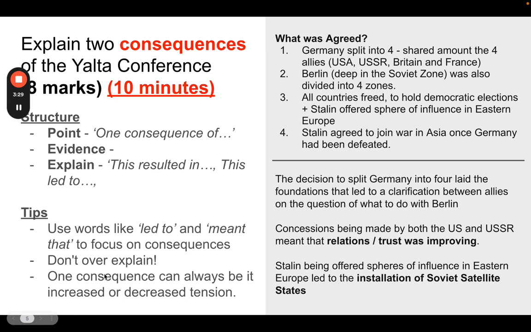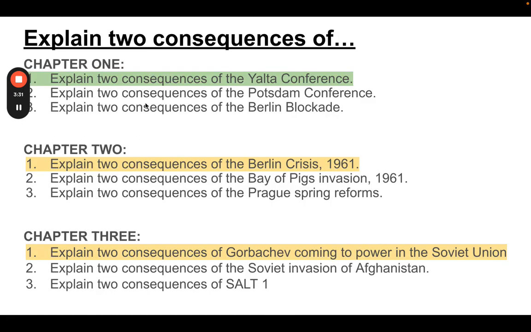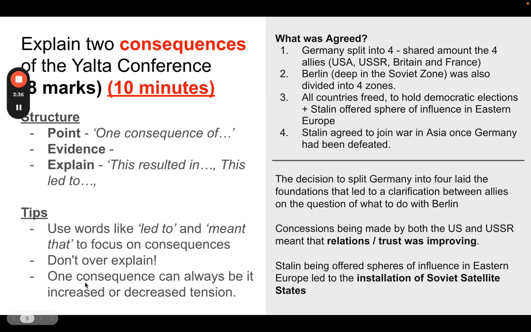And also, every single question that you come up against, all 9 of these questions, for example, one of your consequences could be it increased or it decreased tension. No matter what the question, you can always make the argument that the consequence of whatever it was increased tensions or decreased tensions.